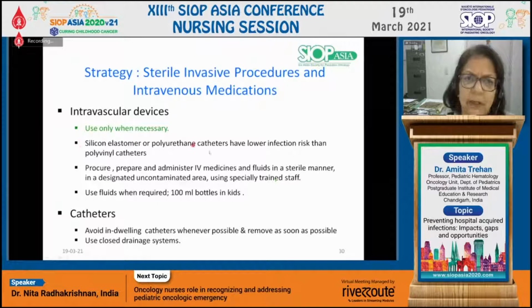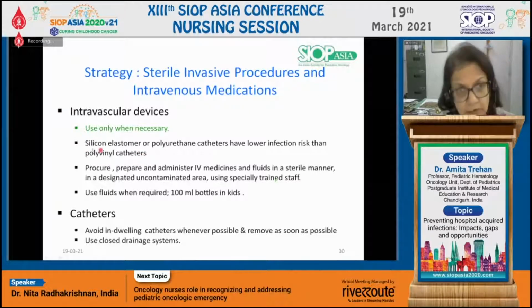Yes, silicone and polyurethane catheters have a lower risk of infection than the simple polyvinyl catheters which are available. Agreed, they are expensive and not easily available, but if this is available, we need to use those. Procure, prepare, and administer IV medicines and fluid in a sterile manner in a proper uncontaminated area with specially trained staff. I need to stress this. This is a total nursing area, and very often we know that people make an error.